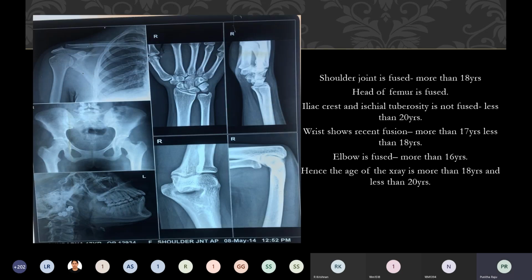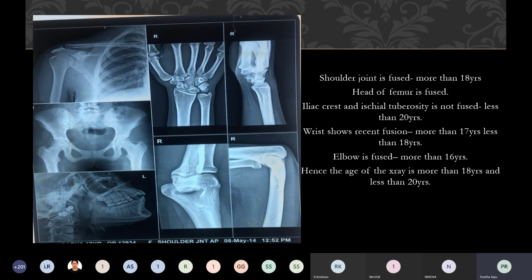So this is one X-ray. This is a single person's X-ray. Whatever you're seeing here, it all belongs to the same person. So when this X-ray is kept, you are very lucky, because once you see one joint, if you are not familiar with that joint when it appears, you can concentrate on some other joint. Since all these X-rays belong to the same person, you can tell the age very accurately. You can easily tell the age.